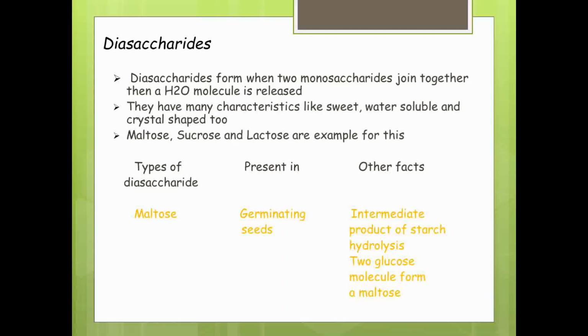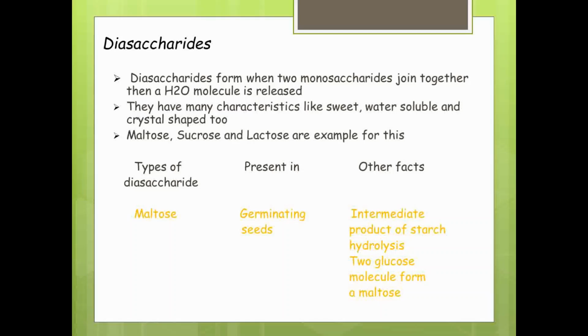Like monosaccharides have glucose, fructose, galactose, disaccharides also have examples like maltose, sucrose, and lactose. Let's see the examples briefly. The first type is maltose. Maltose is present in the germination of seeds. We know that the growth of seeds is known as germinating.